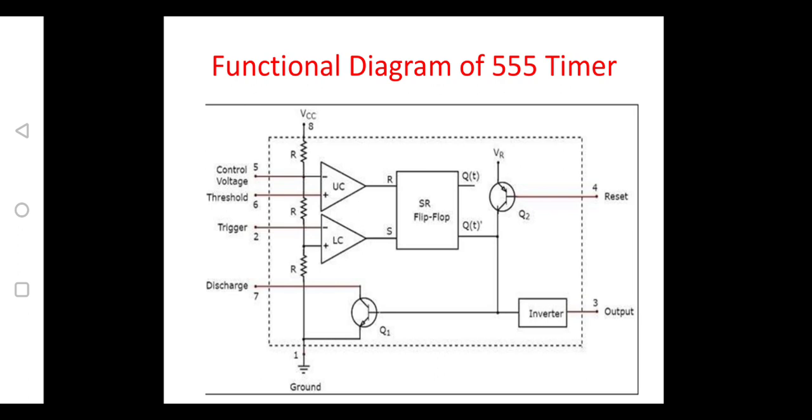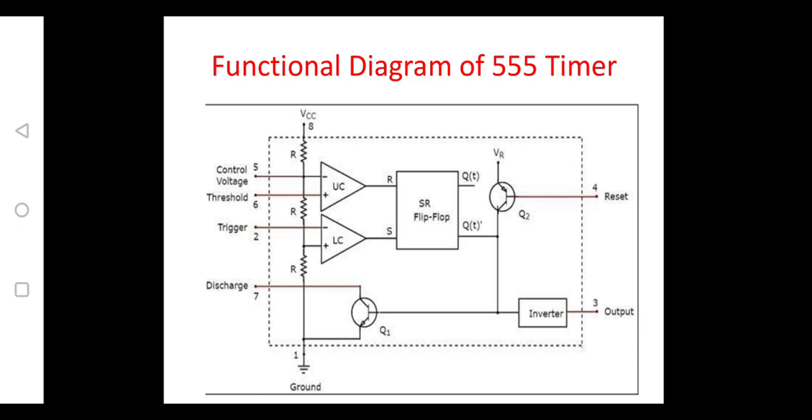So here, whenever the control voltage which we are applying is greater than 2 by 3 VCC, then R will be equivalent to 1, because the upper comparator is 1 as the voltage is greater than 2 by 3 VCC. And when R is equivalent to 1 and S is equivalent to 0, it will perform an operation of reset. Means Q of T is equivalent to 0, Q of T bar is equivalent to 1.